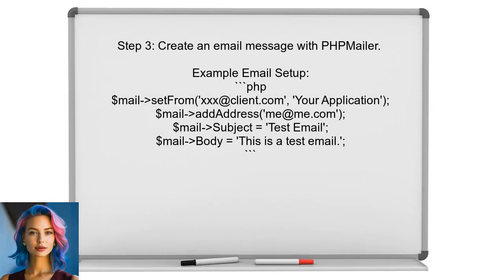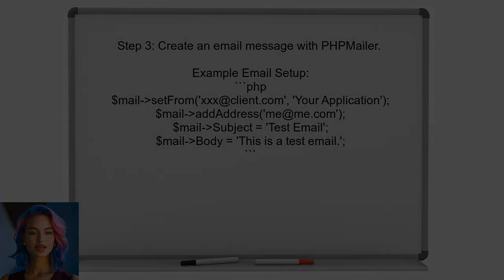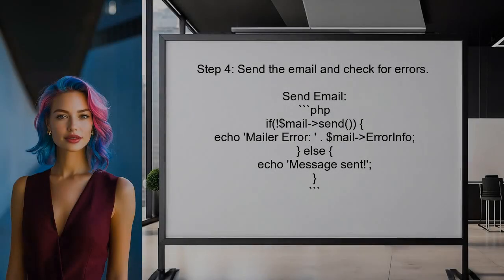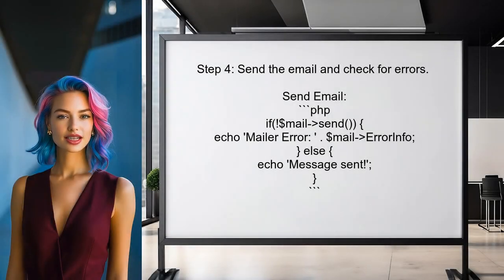After configuring PHPMailer, the user should create a simple email message. This involves setting the sender, recipient, subject, and body of the email. Finally, the user can send the email and check for any errors. If the email is sent successfully, this indicates that PHPMailer is working correctly with the SMTP server.